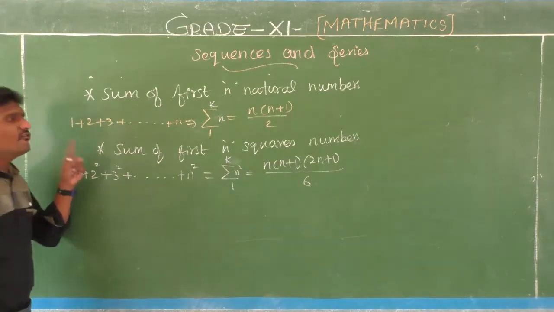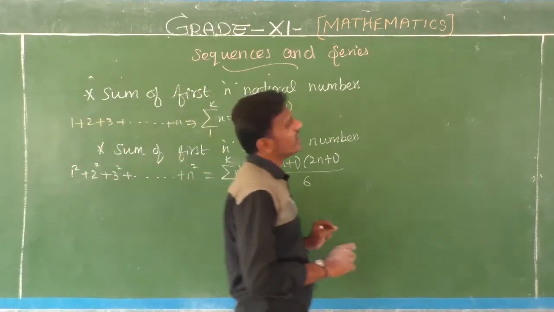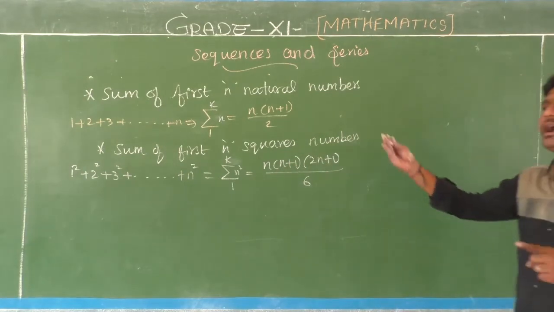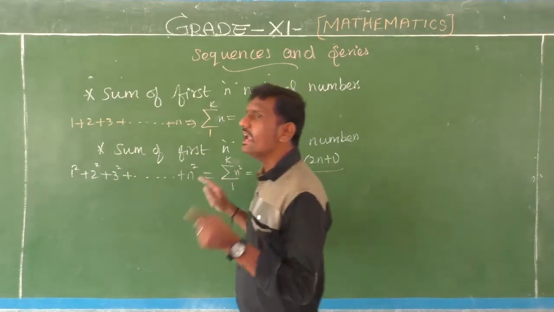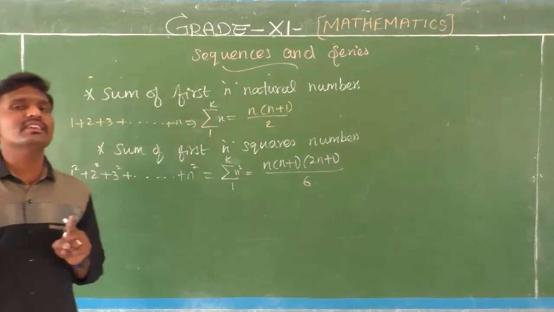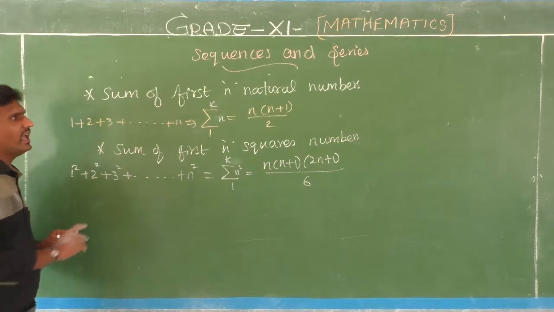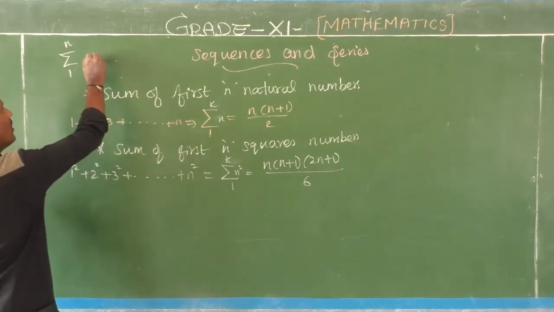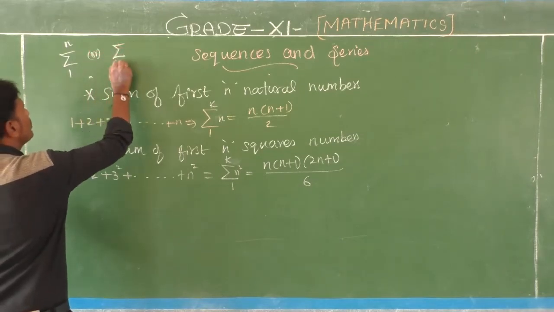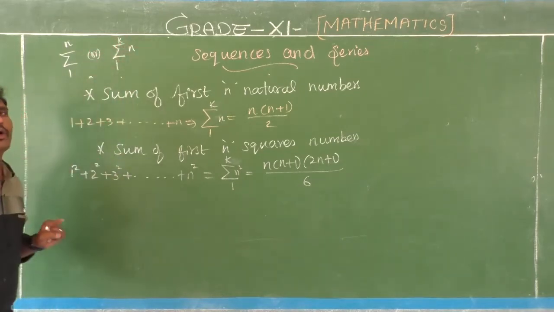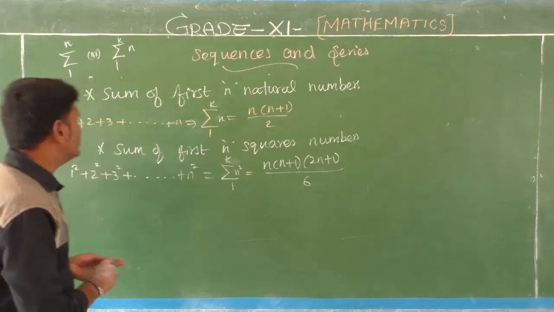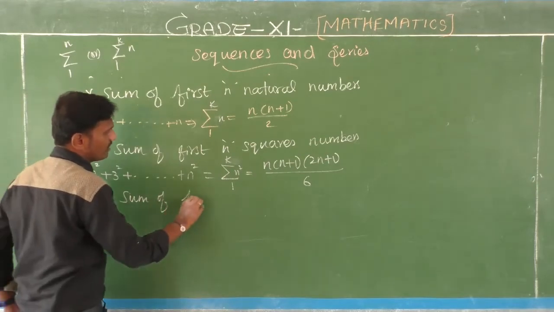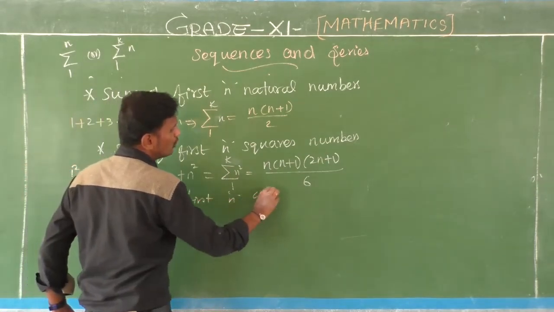The sum of the first n square natural numbers. That is why we write 1 square plus 2 square plus 3 square up to n square; the formula is n into n plus 1 into 2n plus 1 by 6. See students, whether you write summation 1 to n or summation 1 to k, both are the same. And the third formula is a very important formula, the sum of the first n cube natural numbers.